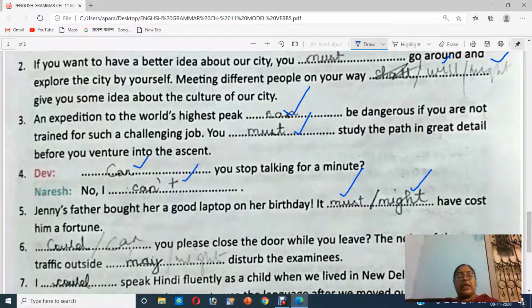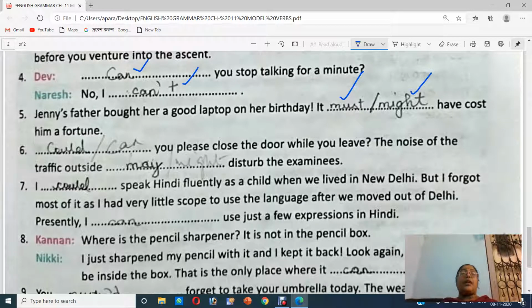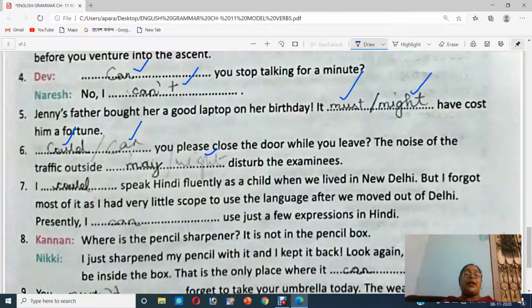Okay. Now coming down, could you please close the door while you leave? The noise of the traffic outside might disturb the examinees. So, could is correct, might is correct. Now, if I say, can you please close the door while you leave? The noise of the traffic outside may disturb the examinees. Even then, the sentence is correct. Okay.